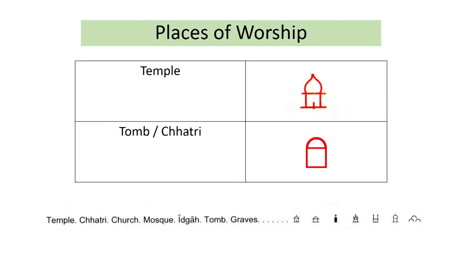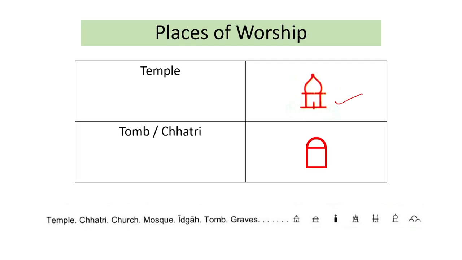Next, the buildings used for worship, God. We have various religions, right. So, temple, Hindu temple, Chhatri, and if it is a church, there is a plus mark, the Jesus Christ symbol, on the top. If it is a mosque, like this, and the tomb, graveyard, will be represented like this.